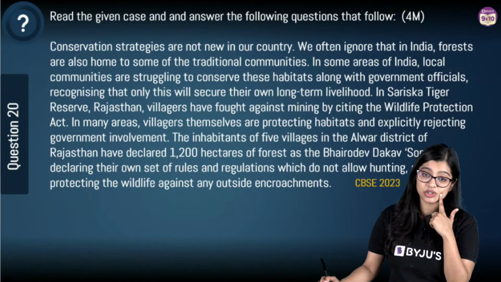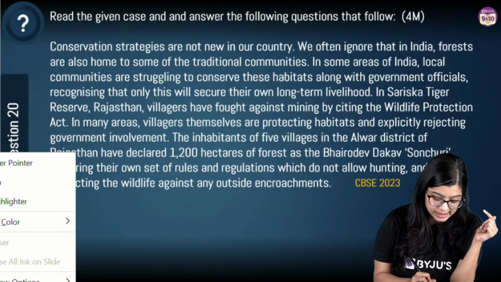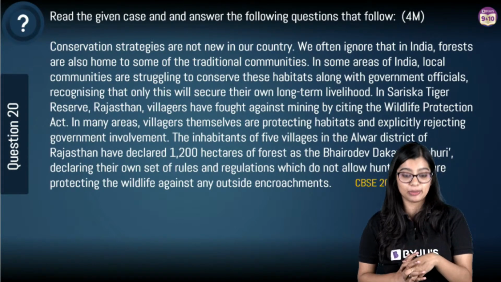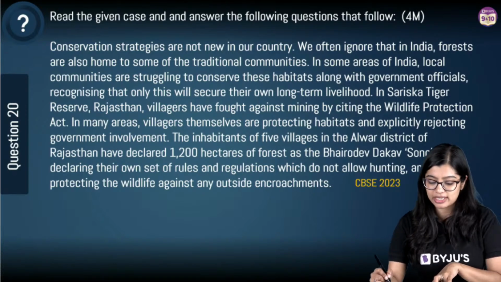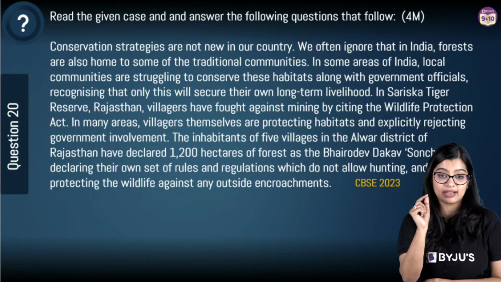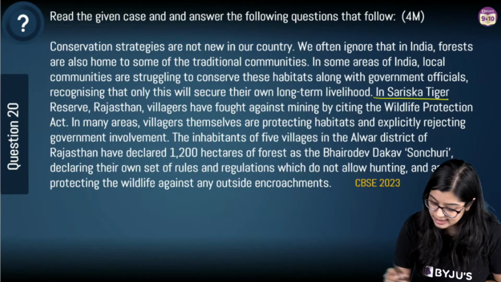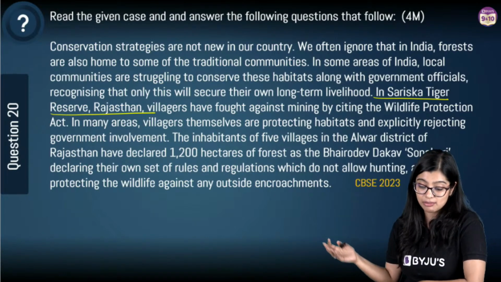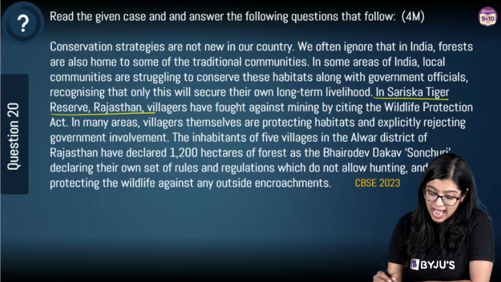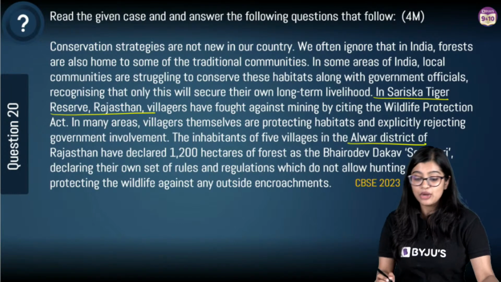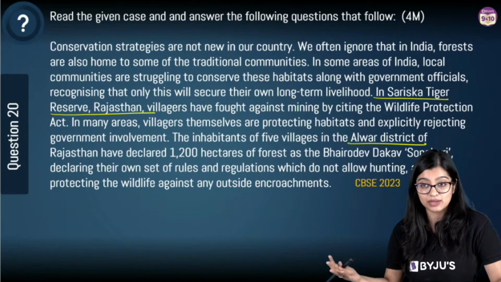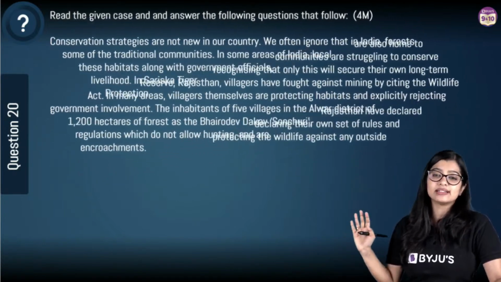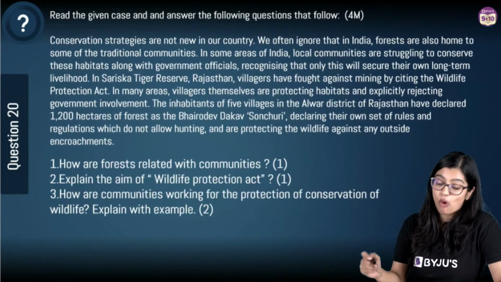Now this is a case-based question which has come last year, from conservation strategies of communities. Here the question is about how in the Sariska Tiger Reserve in Rajasthan, many people fought against mining by citing the Wildlife Protection Act. And in the district of Alwar, the people themselves got involved and laid down certain rules and regulations. Based on this, you have 3 questions that will be asked for 4 marks.